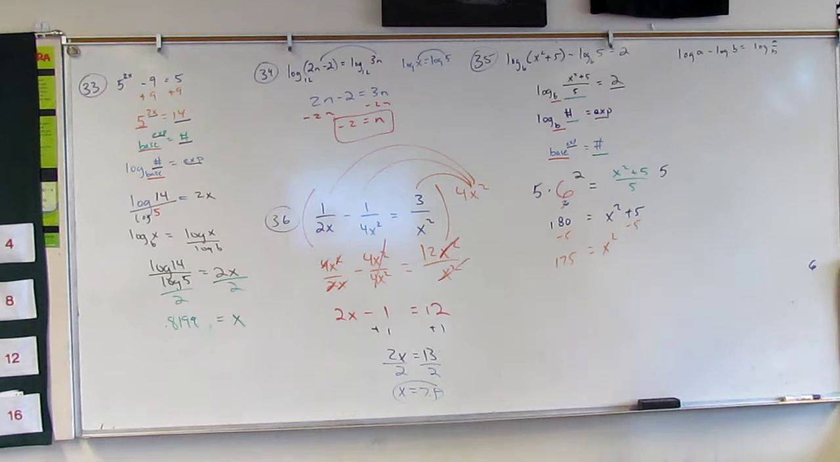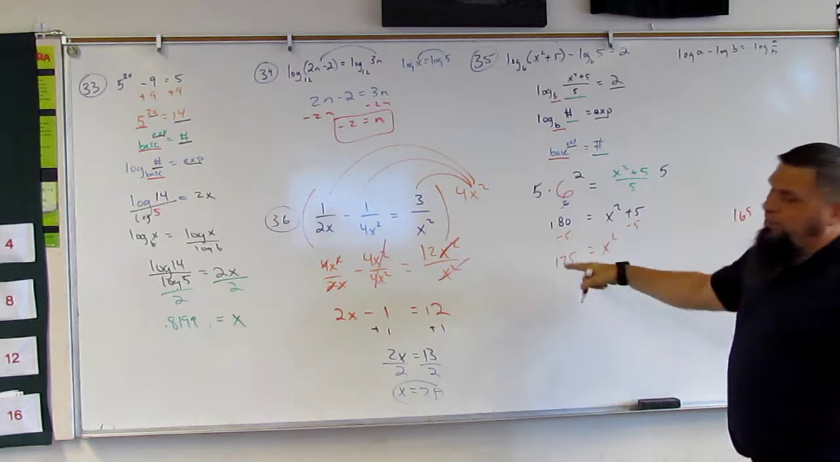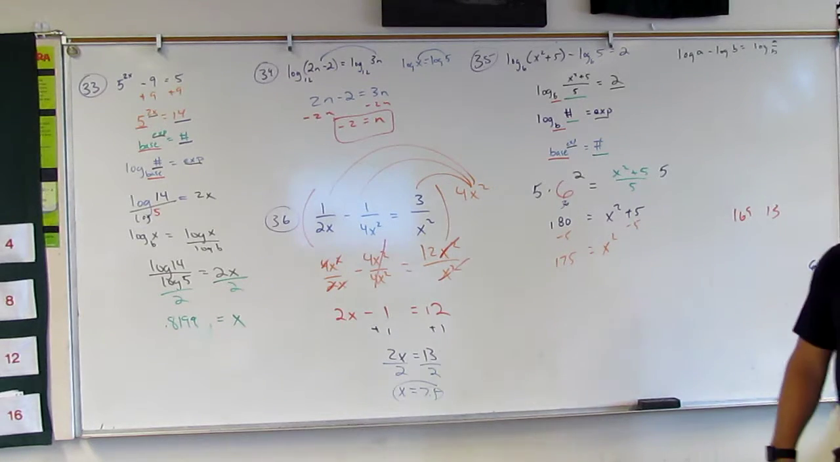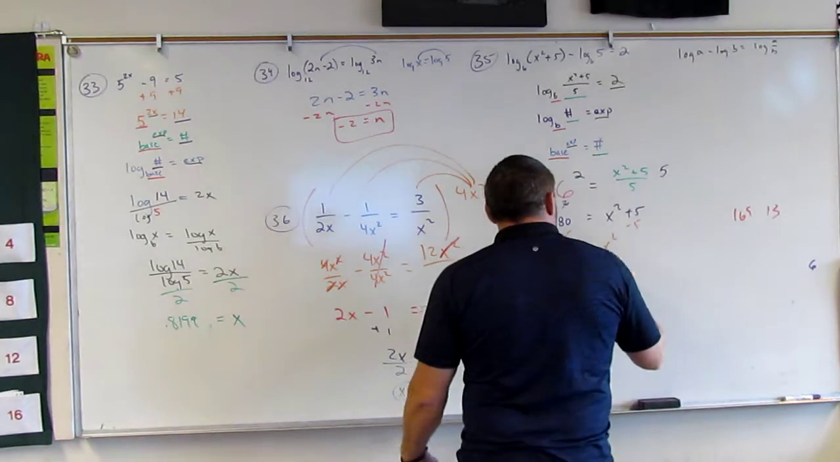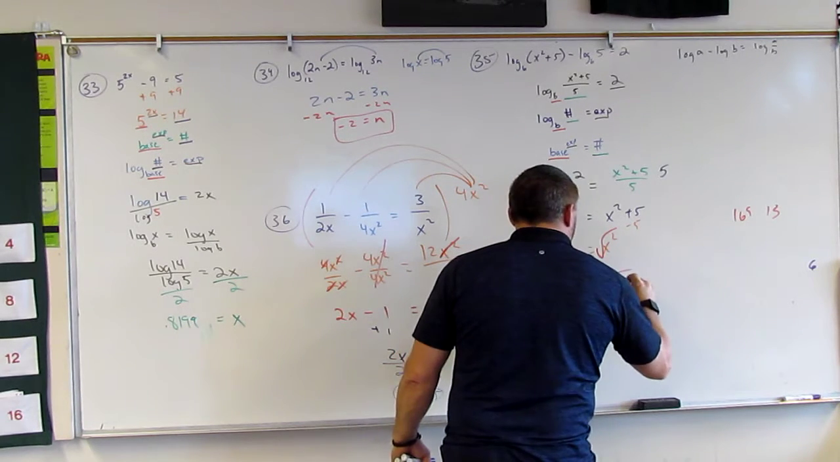Well, that's not nice. That's not a perfect square. Because I know 225 is a perfect square, 144 is a perfect square, 169 is a perfect square. But 175, that ain't perfect. That's like 13 point something, because 169 is 13 squared. But that's not what they want. They want x is equal to the square root of 175.